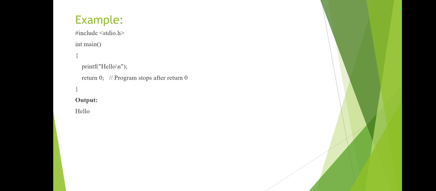Okay, now consider this example. In this program, the printf statement prints hello on the screen. After that, the return 0 statement is executed, which immediately terminates the program and returns control to the operating system. Since there are no statements after return 0, the program stops and the output is hello. So the final output prints hello.